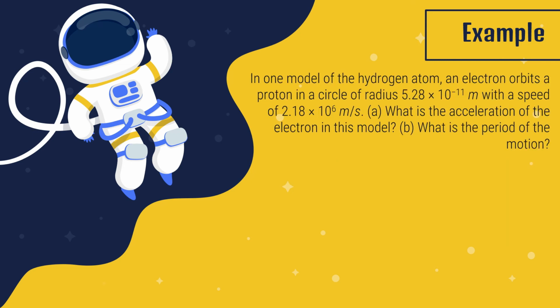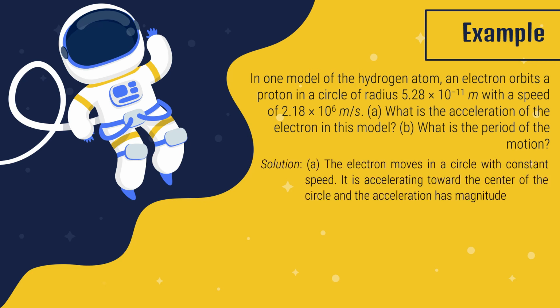For our next example, in one model of the hydrogen atom, an electron orbits a proton in a circle of radius 5.2800 times 10 to the negative 11 meters with a speed of 2.1800 times 10 raised to 6 meters per second. What is the acceleration of the electron in this model? What is the period of the motion?